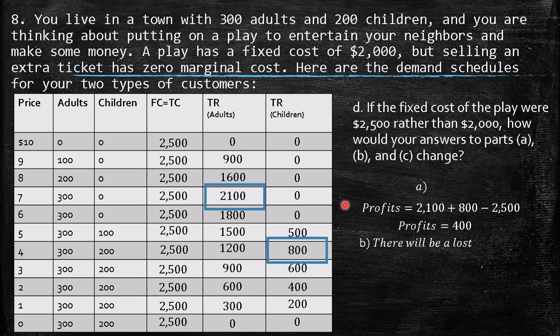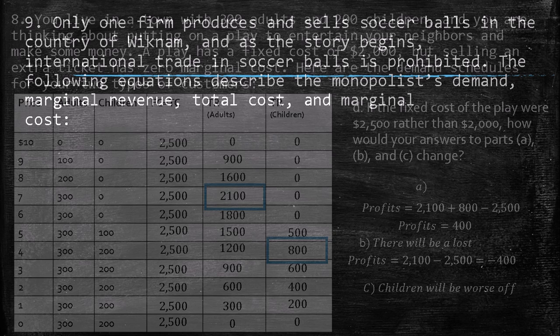Then in part B, there will be a loss when we can only charge a unique price, which should be 7. Then it should be 2,100 minus 2,500, the new total cost, which is associated with the fixed cost. And then it should be a loss of minus $400. And then again, children will be worse off, because first they were charged 4, and now the price should be 7, so no children will pay for that play.